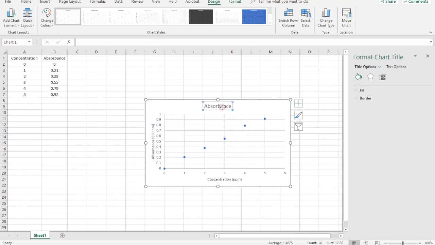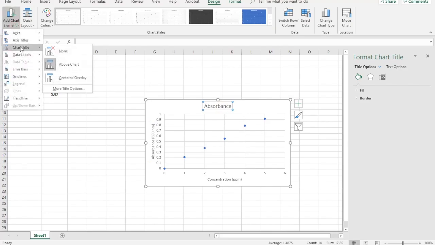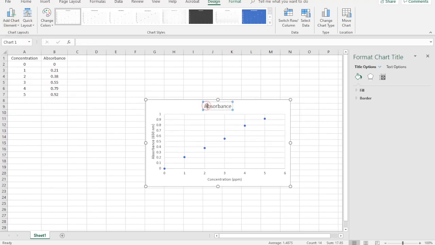And then finally for our title, and by the way, if this didn't show up automatically, you could always go up here and add the chart title as well. So we'll go here and add our chart title. So this is the concentration versus absorbance. And technically I should put here this is our phosphate concentration.